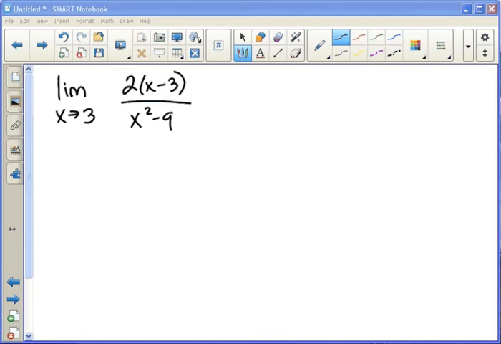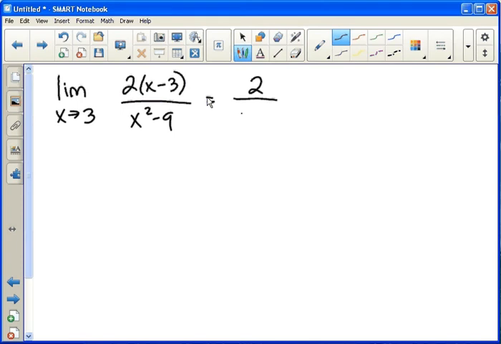So if I take the derivative of the top, it's just 2. The derivative of the bottom is 2x. Now if I plug 3 in for the x, I get 2 over 6, which is 1/3. That's how simple it is with L'Hopital. Take the derivative of the top, the derivative of the bottom, plug in your number.